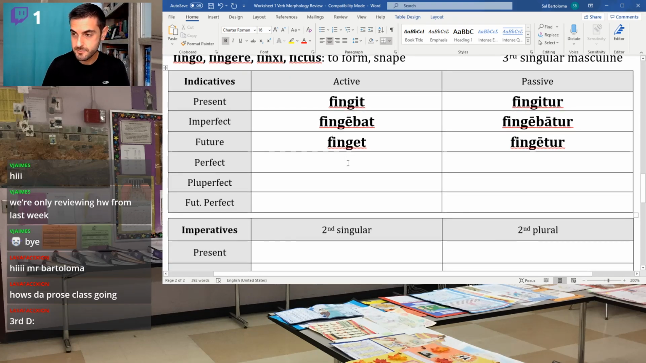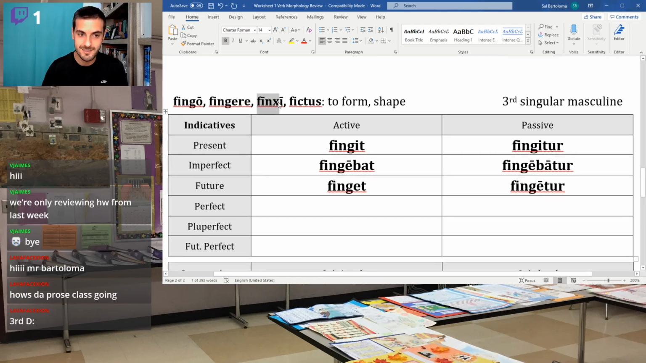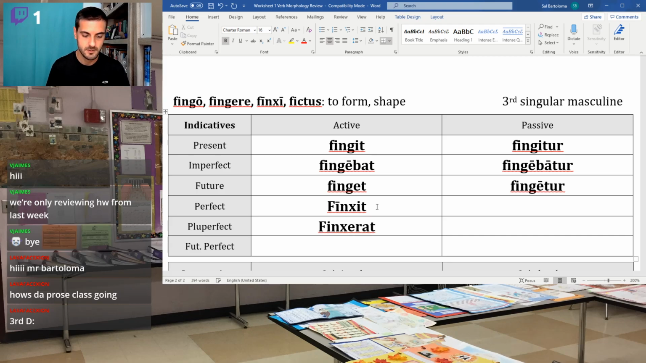For perfect active, if this were my class, this would be the moment where everyone would hopefully either scream out loud or scream inside of their own brains. Perfect active is always the third principal part. So we're going to use finxi for the time being. So we're going to take that stem finx, right? And we're going to start slapping some endings on it. So we get finxit, finxerat, and finxerit. I think I missed a long mark. Finxit, finxerat, finxerit.